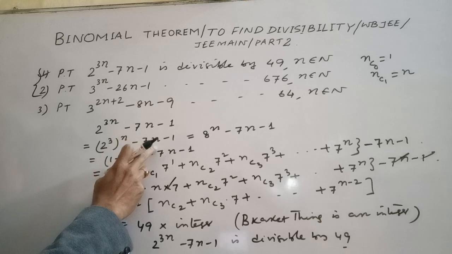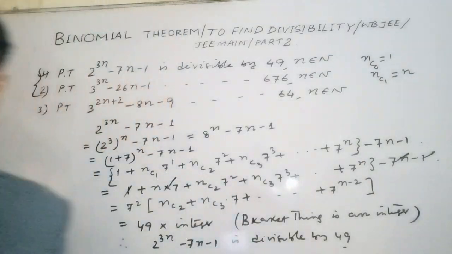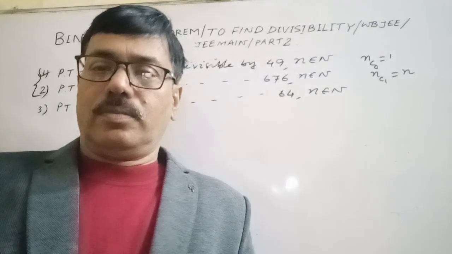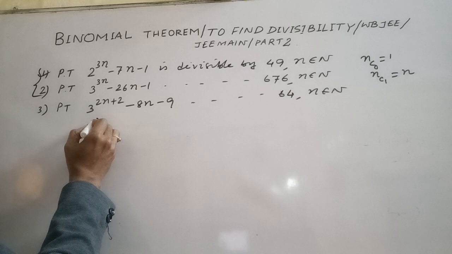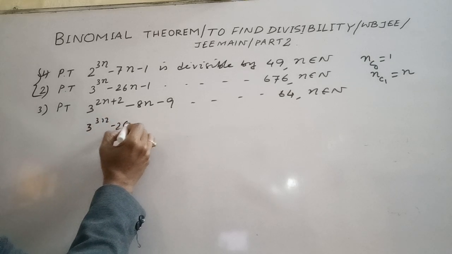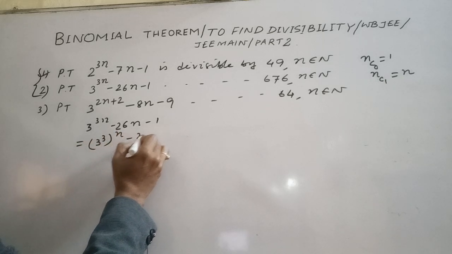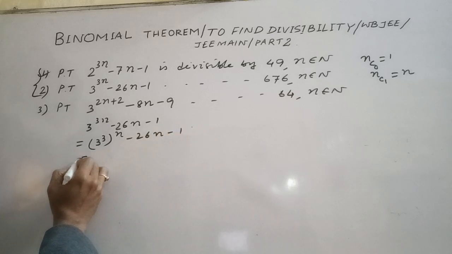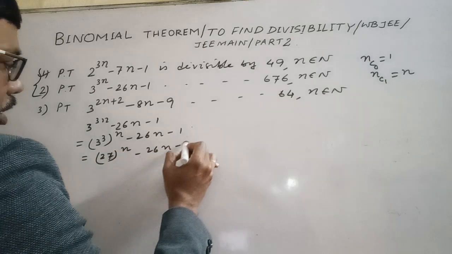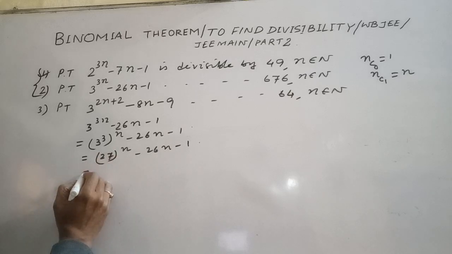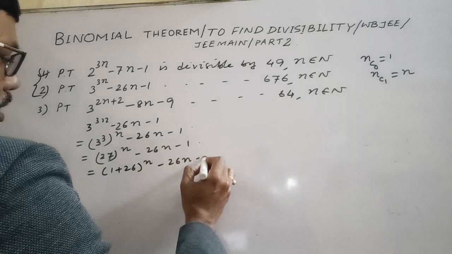So, this is 7. So, try to express it in terms of 7. Now, second problem, exactly the same, 3 to the power 3n minus 26n minus 1. So, 3 to the power 3 whole to the power n minus 26n minus 1. So this is 3 cube, that is 27. So look, this is our main aim. This is 26. So 1 plus 26 whole to the power n minus 26n minus 1.